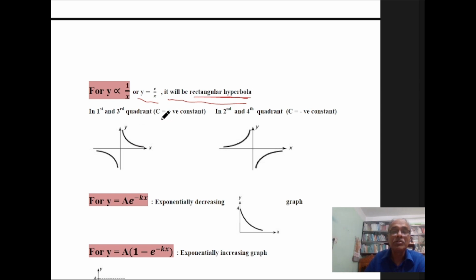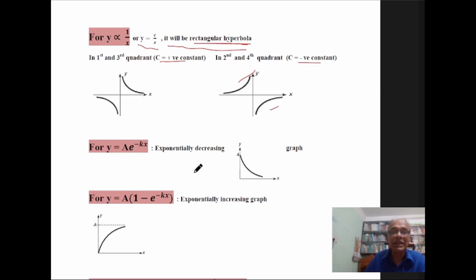Now, one thing you have to remember, if the value of c is positive, then the rectangular hyperbola will be in the first quadrant and third quadrant, and if it is negative, then it will be in the second quadrant and fourth quadrant. Okay, so you remember, if xy equals constant, then the plot of the graph will be a rectangular hyperbola.